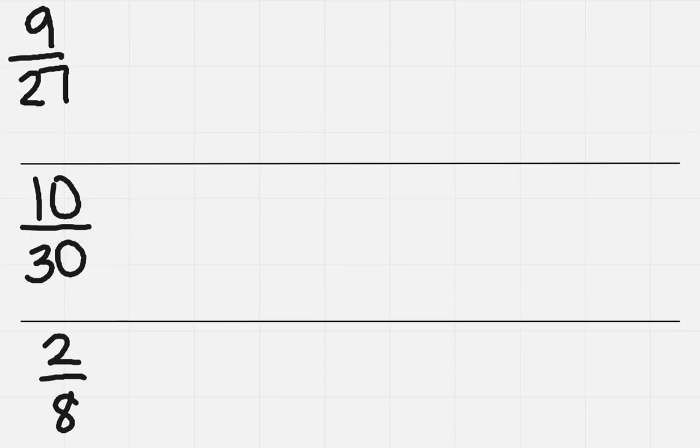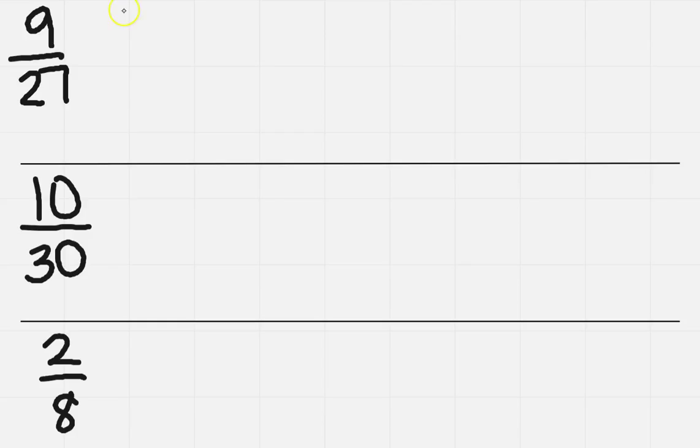Now, does that mean if you pick a smaller number it's not going to work? No, it just means you'll have to go through more steps than what you originally thought you would. So if I look at the first one, I have 9 over 27. Some of you are going to see right off the bat that they're both divisible by 3, and others are going to see right off the bat that they're both divisible by 9. So let's work it both ways.